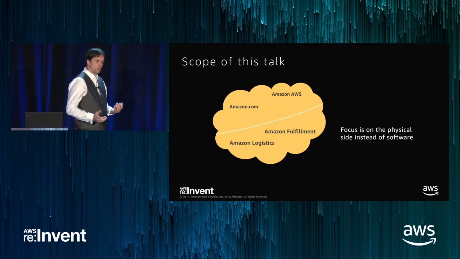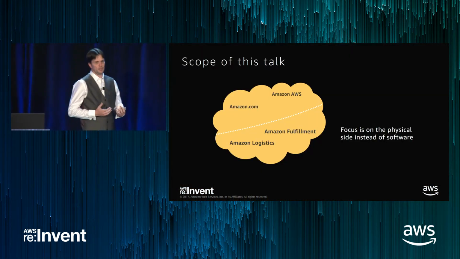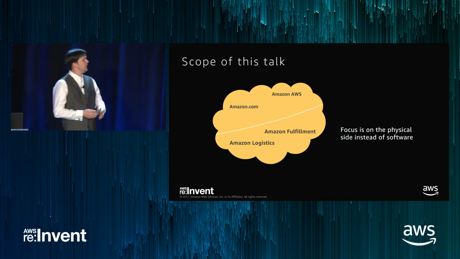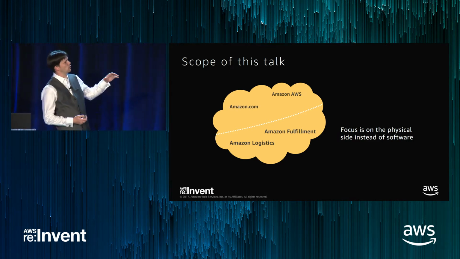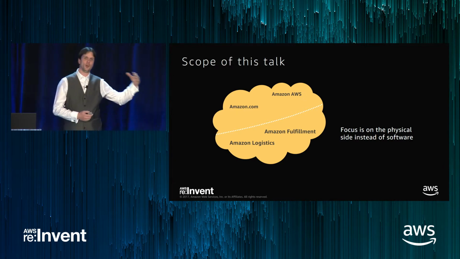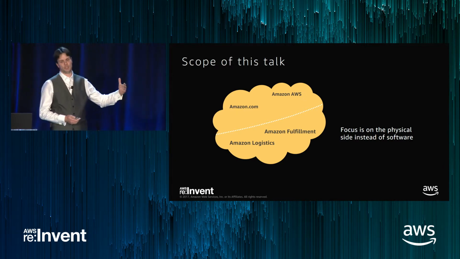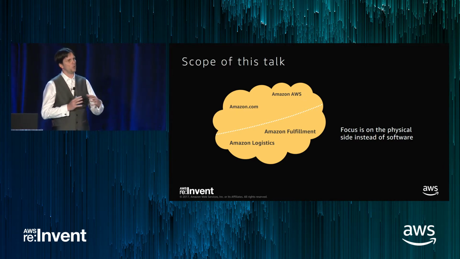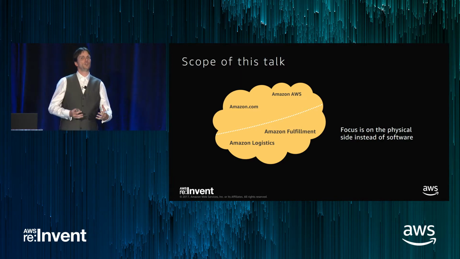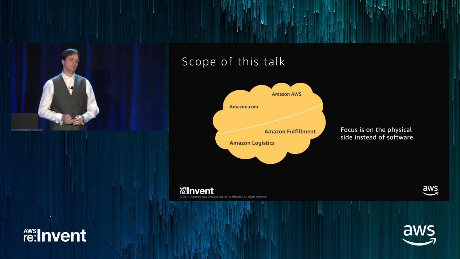So the scope of this talk: what I'm involved in within Amazon Customer Fulfillment is the physical side, so Amazon Logistics, Amazon Fulfillment, not the website, Amazon.com, or Amazon AWS. So I want to focus on what we're getting out of our machines and what we're doing there to optimize our supply chain.